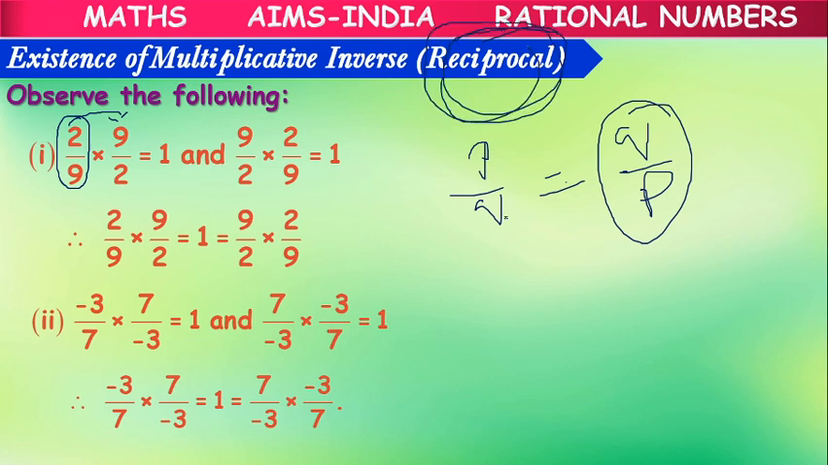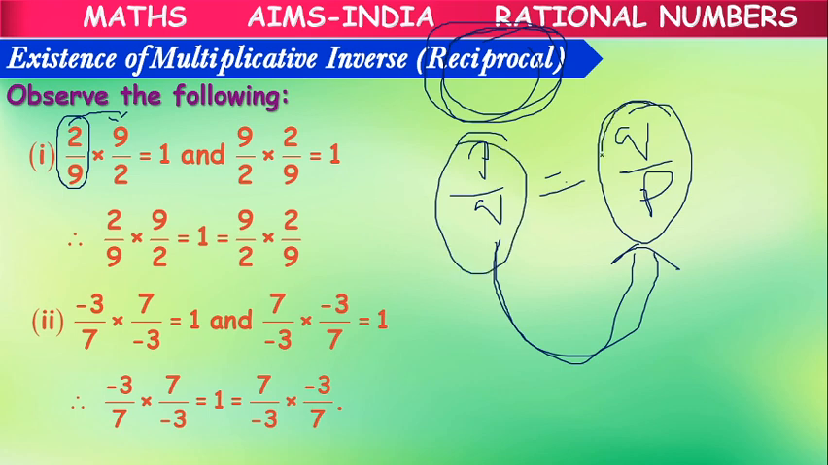Reciprocal of a fraction. Reciprocal of a rational number means numerator and denominator will interchange. Will exchange their places. Means now 2 by 9 is a rational number. 9 by 2 is its reciprocal.